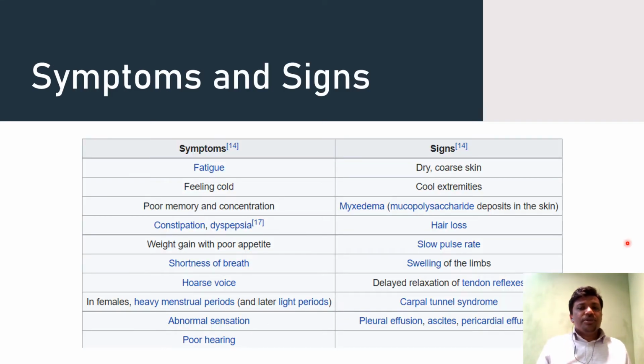So the symptoms of hypothyroidism are quite varied. You can get no symptoms initially, then depending on the level of thyroid, people can get different symptoms, including fatigue, constipation, shortness of breath, hair loss, dry skin, carpal tunnel, high cholesterol, and in ladies, menstrual irregularities. So you can get quite a wide variety of symptoms with hypothyroidism.